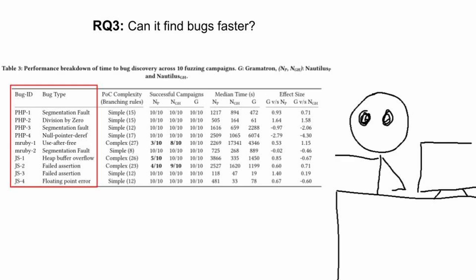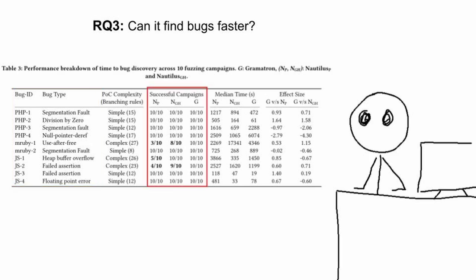Both versions of Nautilus and Gramatron were run 10 times for each individual bug, and then their median times and effective sizes were both measured. Gramatron went 10 for 10 on all 10 bugs, meaning that in every single campaign run, Gramatron was able to find the bug. Both versions of Nautilus were not able to do this. This is seen in the bolded section in the successful campaigns.